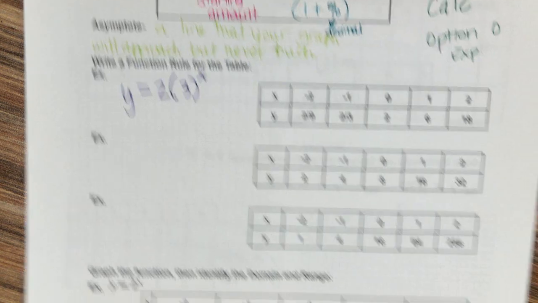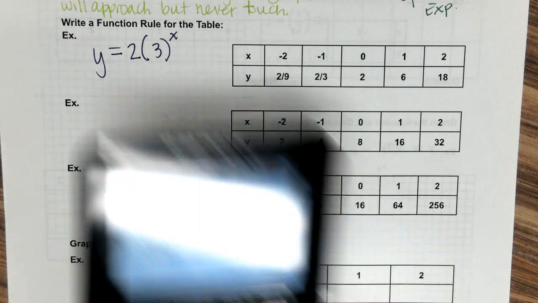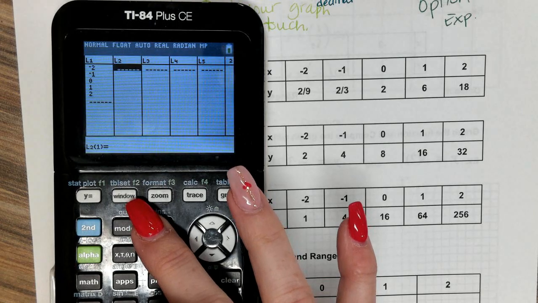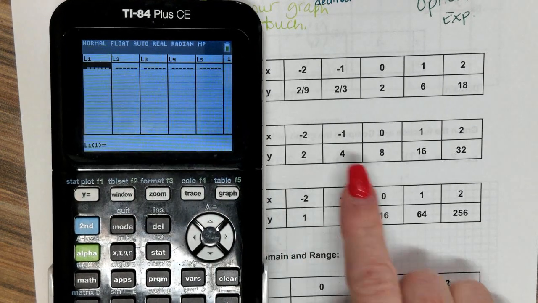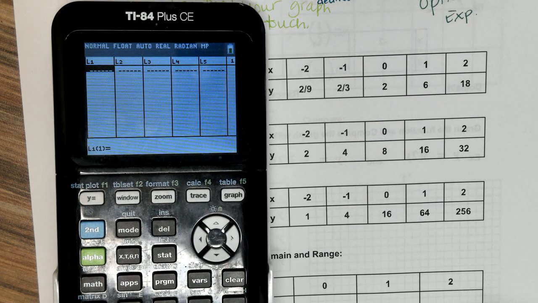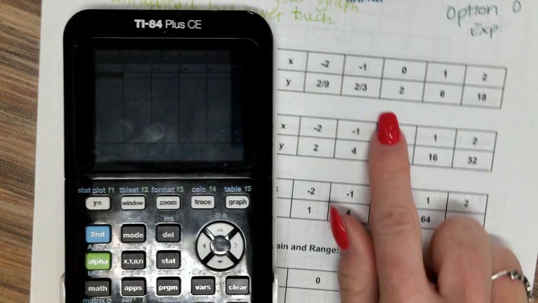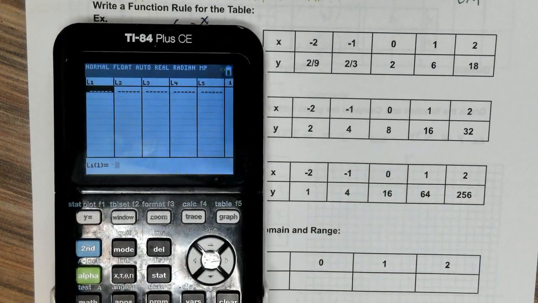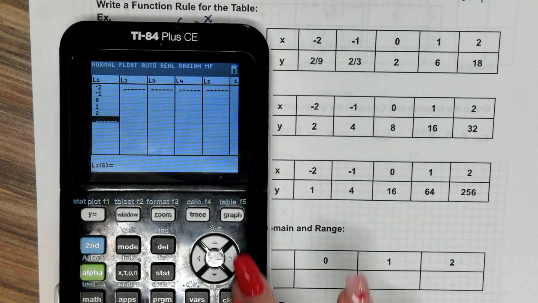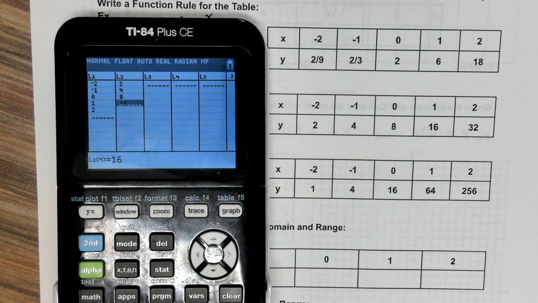All right, try the next one on your own. So the first thing you're going to do is go to Stat, Edit, delete what's there, and then you're going to put this list in. Are we good with putting the list in? All right, moving on to this one. So I'm going to put in -2, -1, 0, 1, 2. And then 2, 4, 8, 16, and 32.